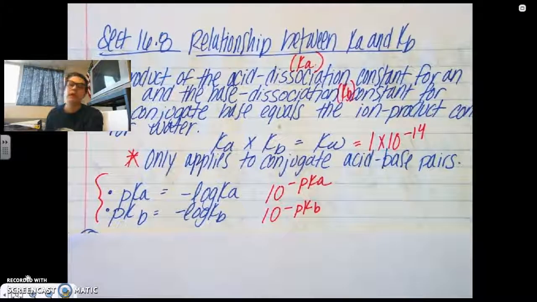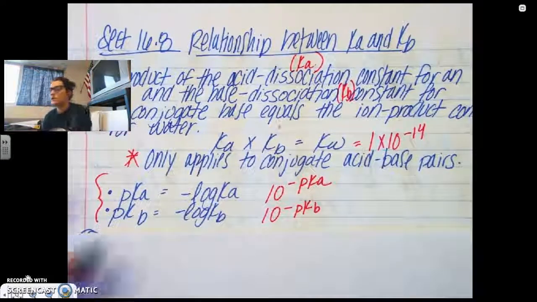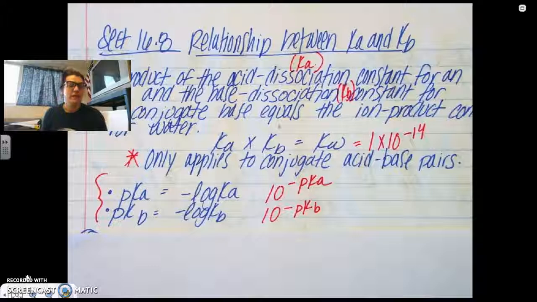Okay? All right, so that's pretty much it for this section. Problems like this look like I just said, you're given Ka, solve for Kb, and you just plug it into this equation and solve. So that's it for the Ka, Kb relationship.